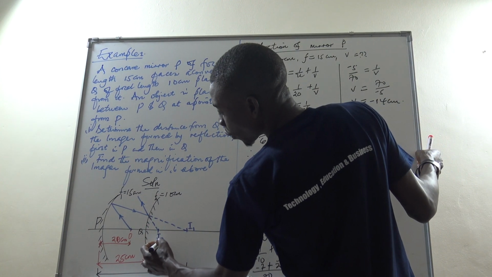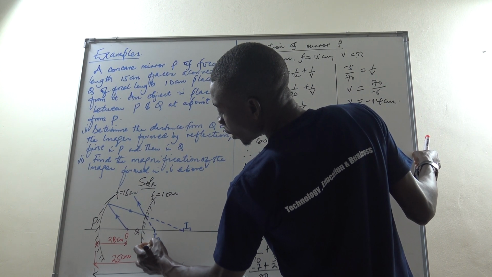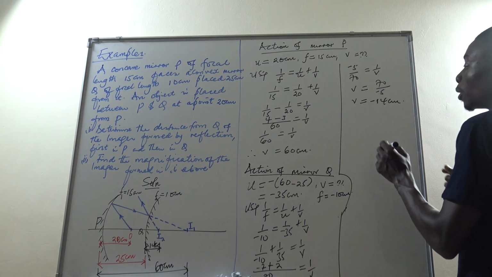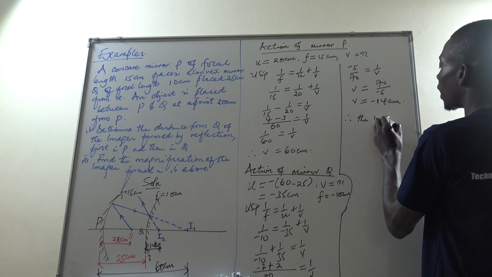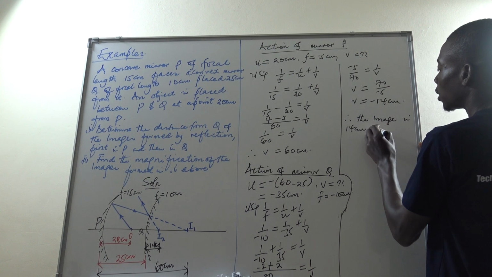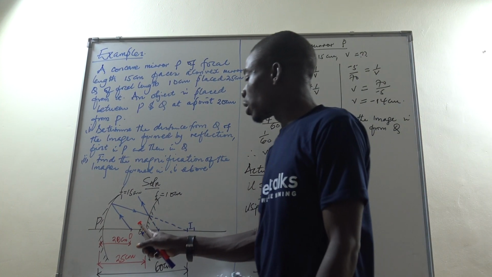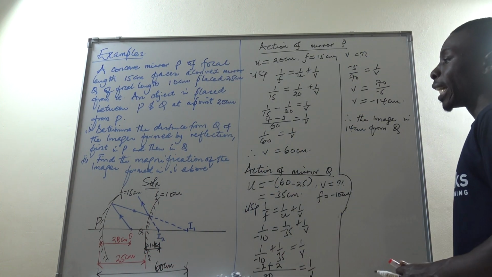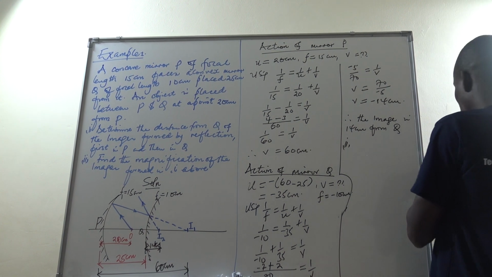So that means that the image is virtual. The distance from here up to here is 14 centimeters. The negative is implying that the image is virtual. So you shall say the image is 14 centimeters from Q. If we measure it from this mirror Q, the image is 14 centimeters from it. And then we can now look at our second part.